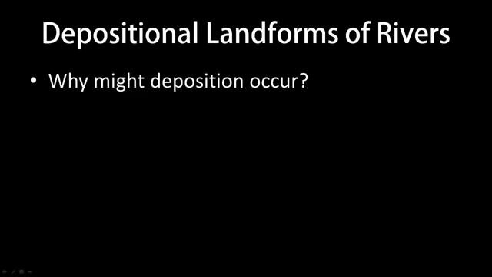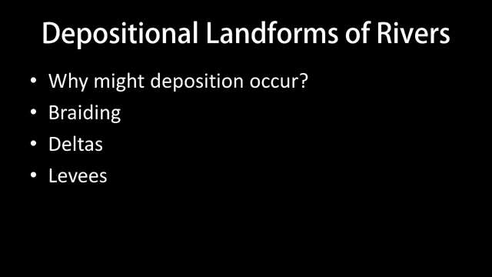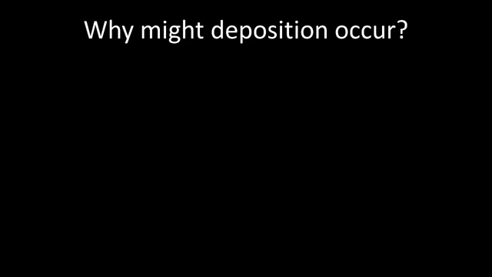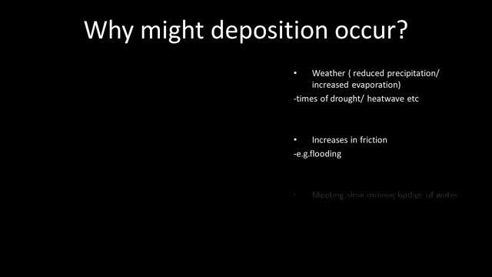So what am I going to be covering? Why might deposition occur? So what are the things that are going to cause deposition to occur in a river system? And these are the landforms that I'm going to be covering: braiding, deltas, levees, and floodplains. So why might it occur? Now these are just some of the reasons.